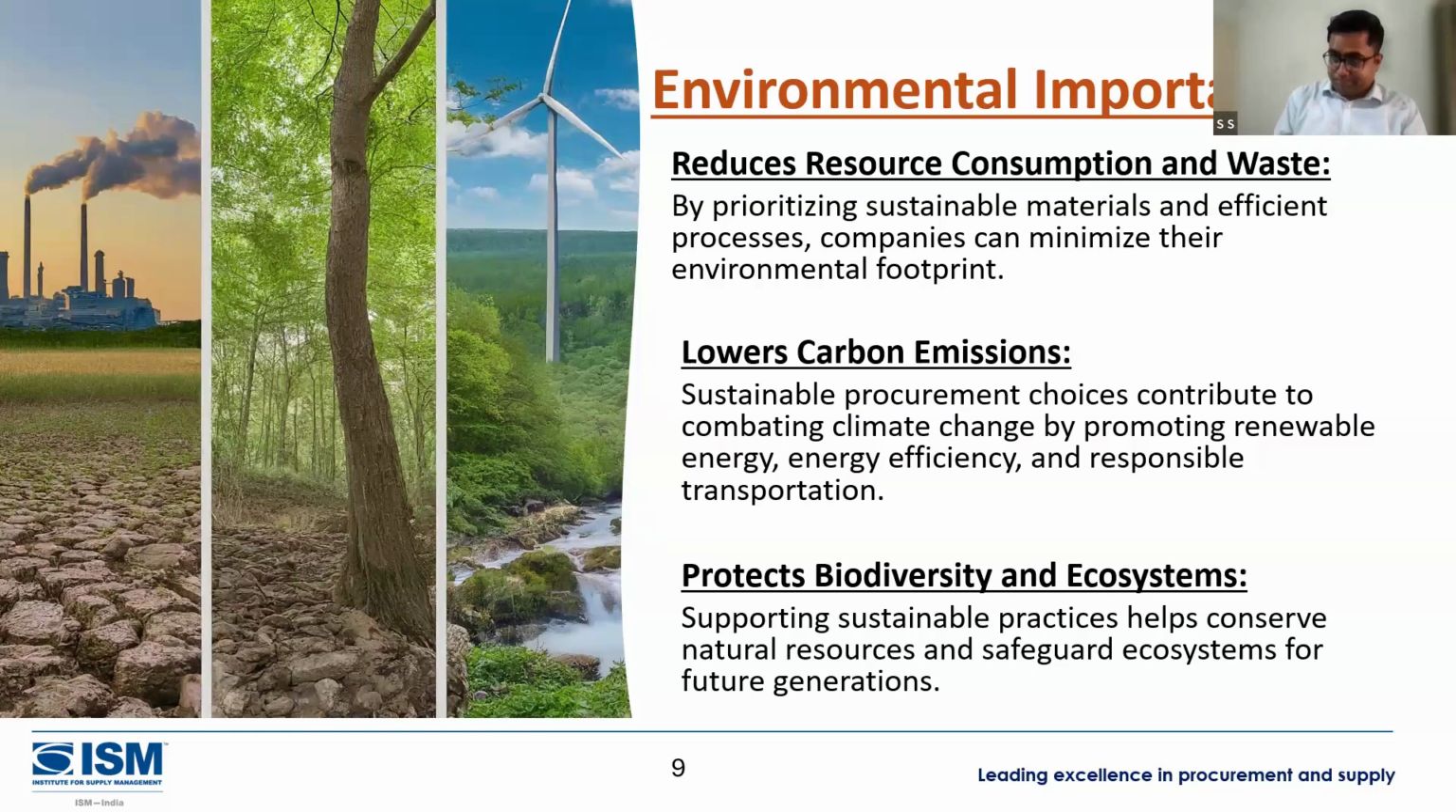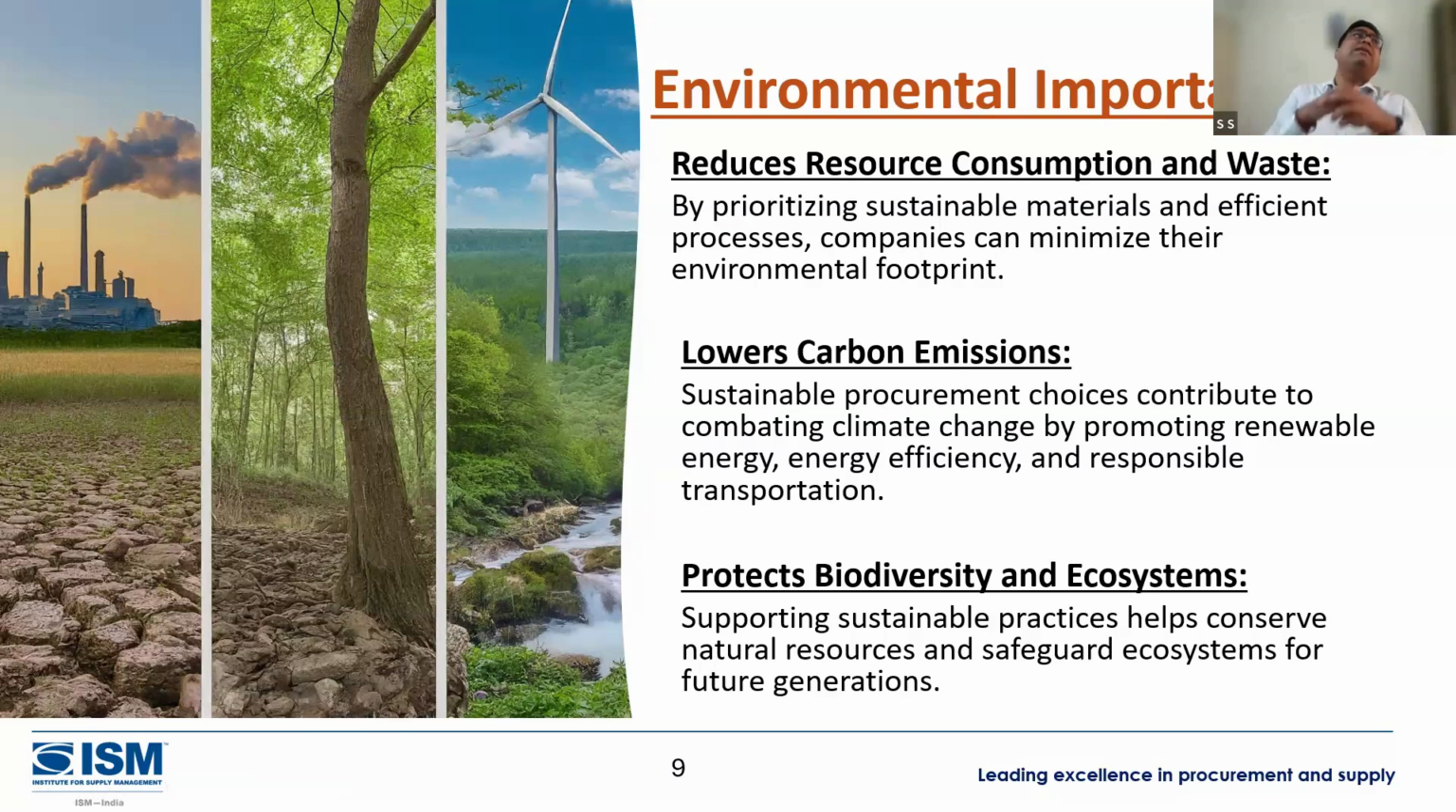Instead of going through this theory, I'll give you an example. Let's say a garment manufacturer. The company decides to prioritize sustainable materials such as organic cotton and recycled polyester. It implements measures to optimize material usage. The first point here talks about reducing resource consumption. So it implements measures to optimize material usage and reduce waste generation during the initial manufacturing itself.